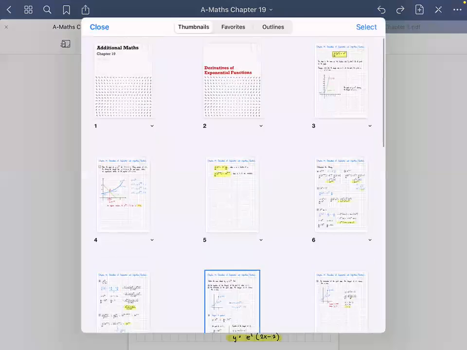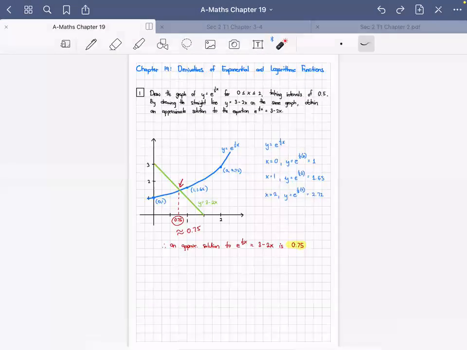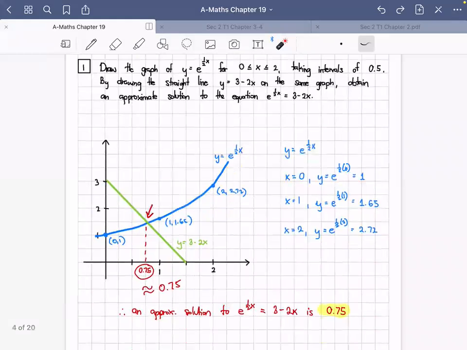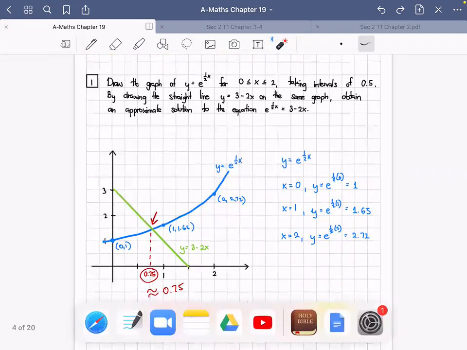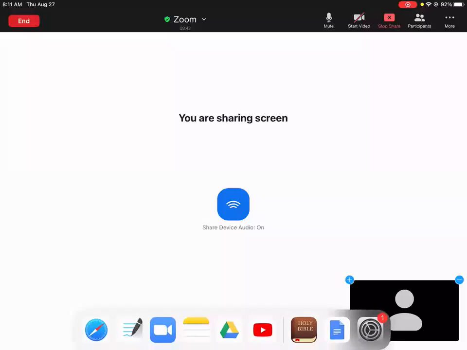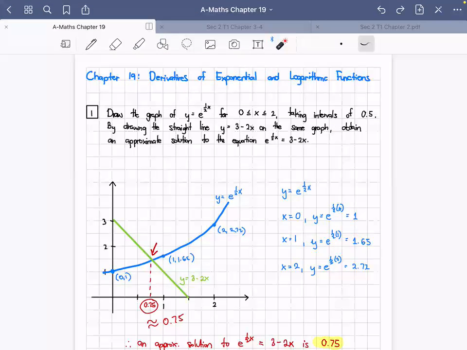So again, how do we graph exponential equations? Or maybe how do we answer questions like these? Let's draw the graph of y is equal to e raised to 1/2 of x for x values starting from 0 until 2, taking intervals of 0.5, and then by drawing a straight line, y equals 3 minus 2x on the same graph, obtain an approximate solution to the equation of the two.